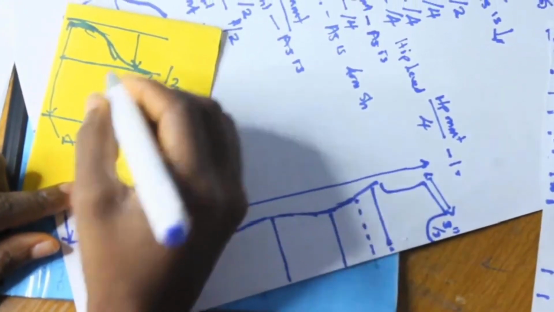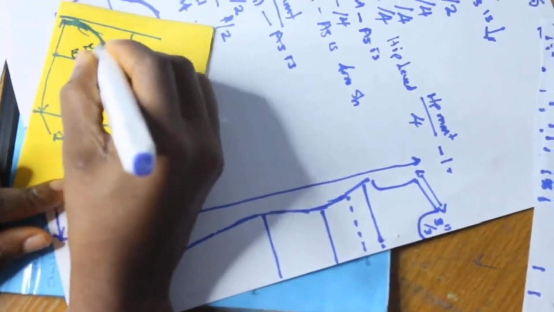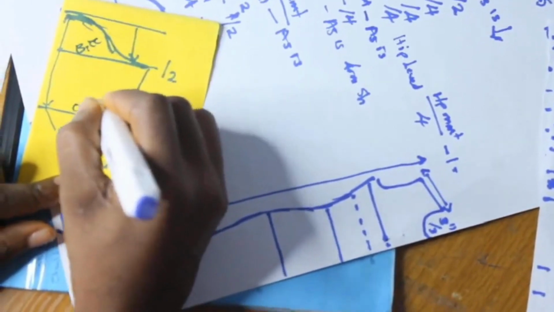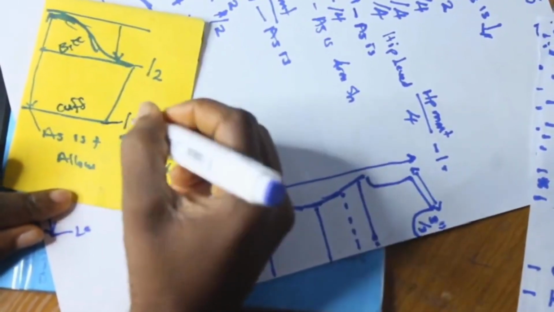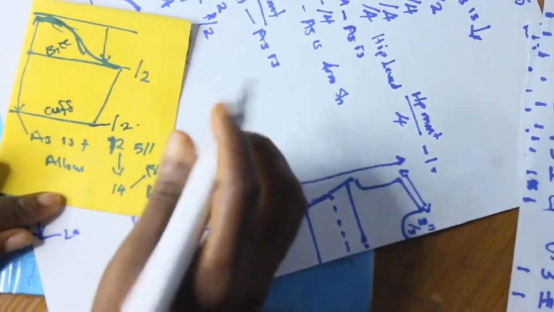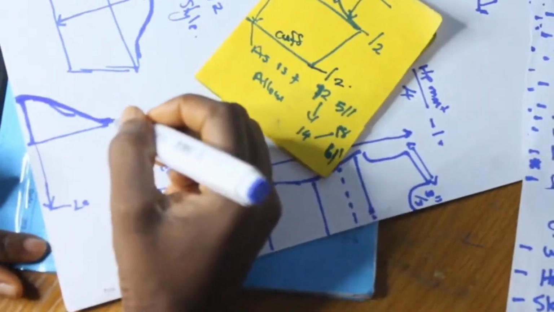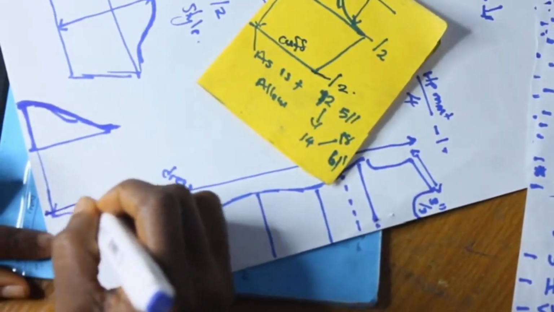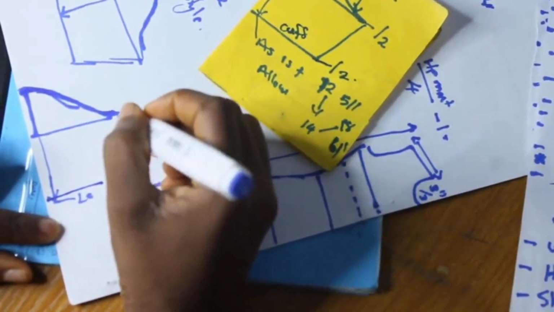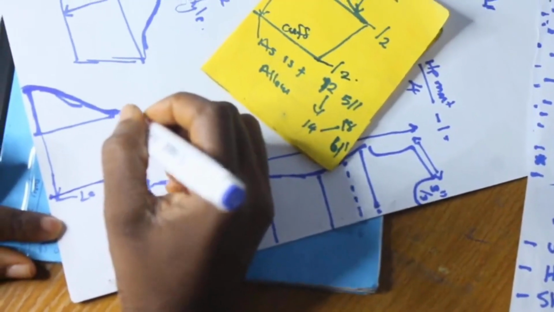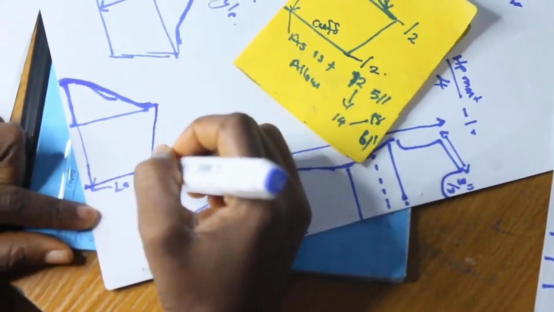You also divide by, this is your bicep. This is your cuff. This you divide by 2 inches also. So you get that. Then this is your cuff, divide by 2, place it here, you get the bicep, place it here. Then you use your ruler and join these two lines.